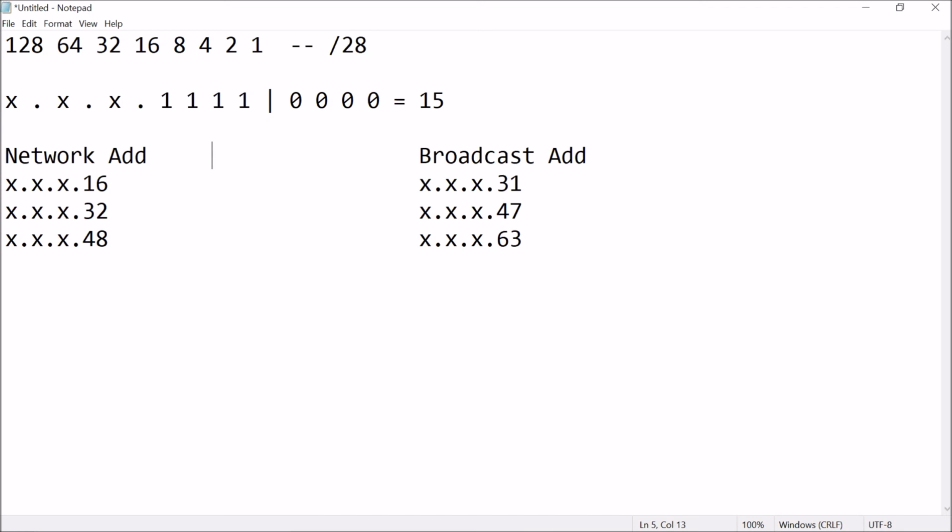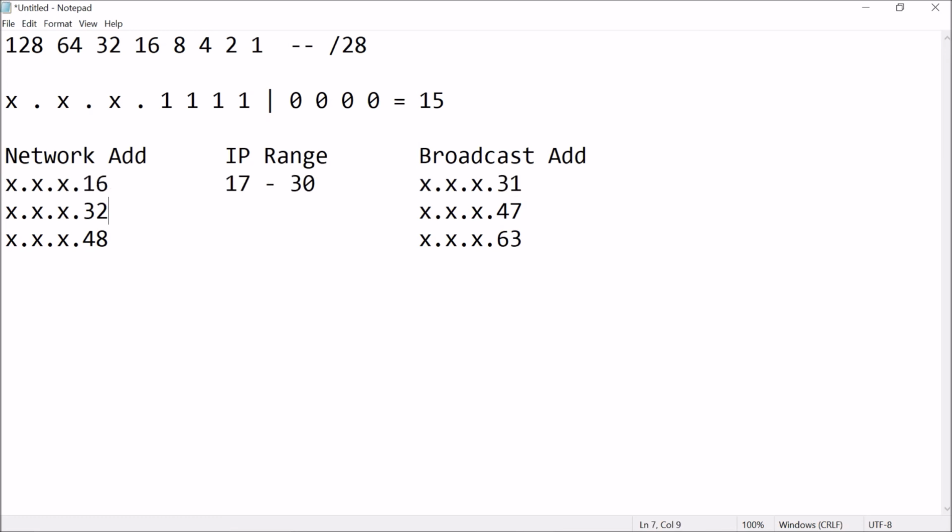But how do we compute for the assignable range or IP range? It's quite easy actually. All you need to do is add 1 host to the network address and subtract 1 host from the broadcast address, and you have your IP range. So that's 16 plus 1, 17, to 31 minus 1, 30. So that's the assignable range for your first network address.